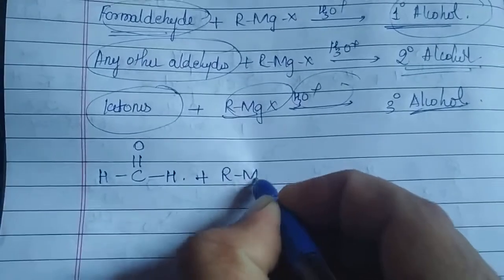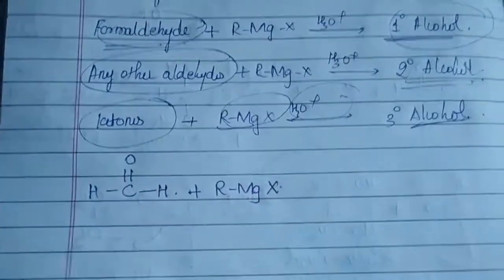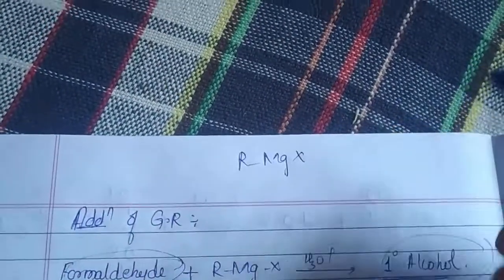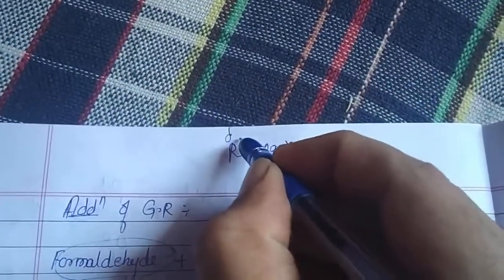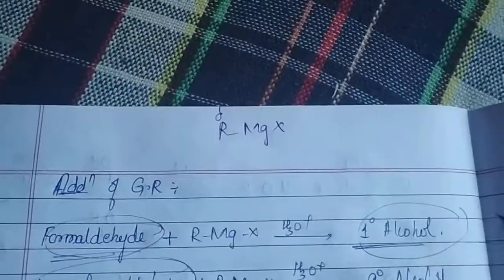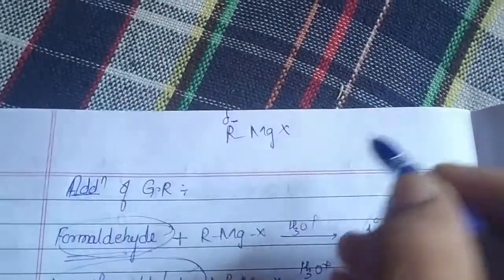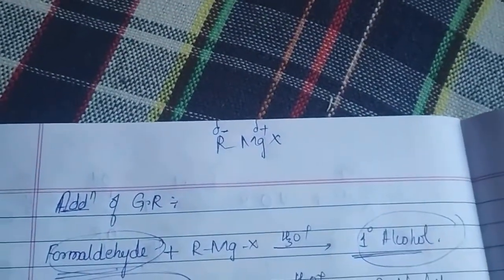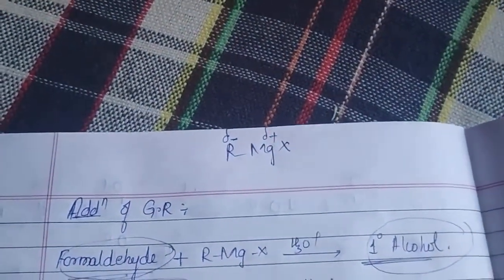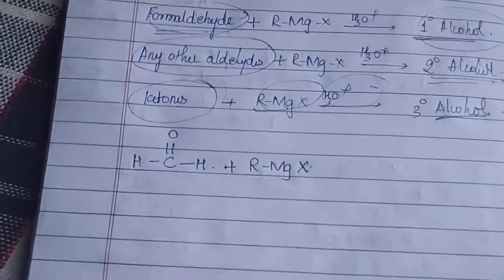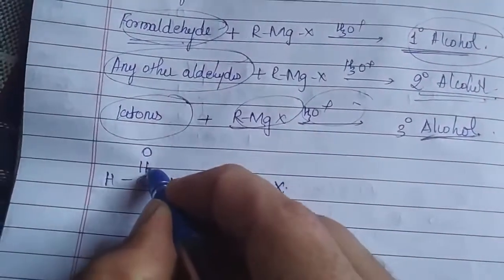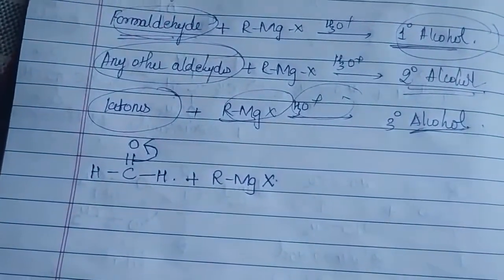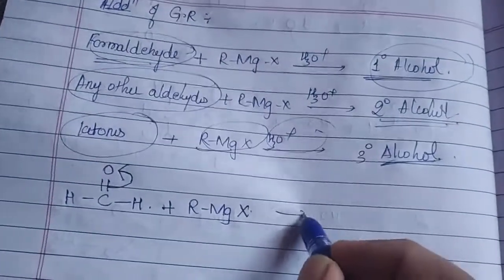RMgX. Of course, I have told you, whenever we are writing a Grignard reagent, RMgX, your R group will have what charge? Yes, delta minus. Magnesium is a metal, it will have a delta plus. So of course, here you get the knowledge of which is your nucleophile. Yes, it is the alkyl group. So now what happens? As usual, the pi electrons will be taken by your O. Yes or no? So once that has happened, what are you going to get?